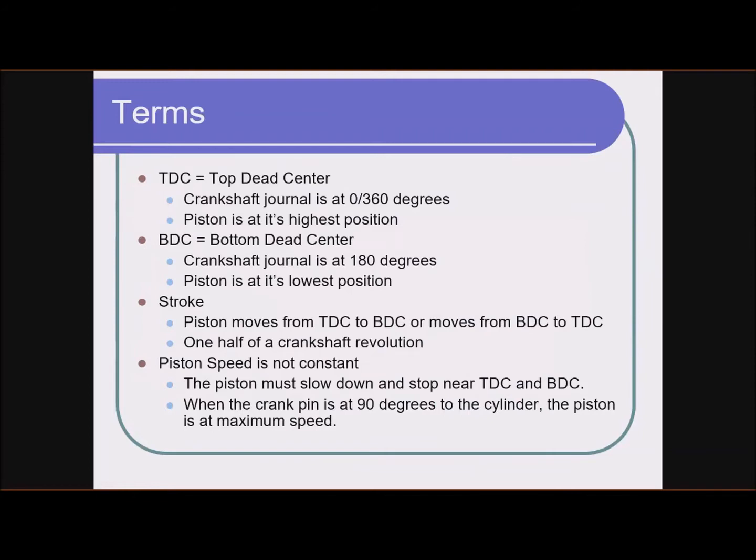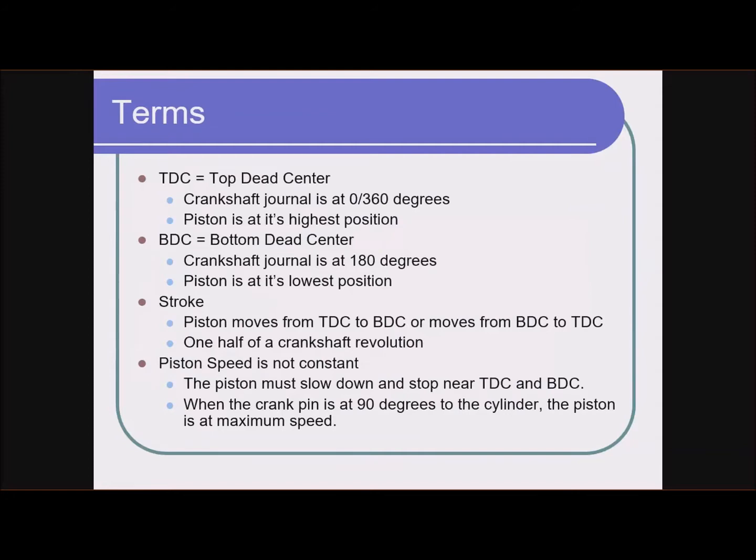At some point, you have to slow down to a complete stop and then start accelerating in the opposite direction. And then you come to a complete stop and start accelerating in the opposite direction again. So if you think about the piston and the cylinder, it reaches maximum speed halfway down the cylinder, and that crank is at 90 degrees or 270. It's at right angles to the center line of the cylinder.